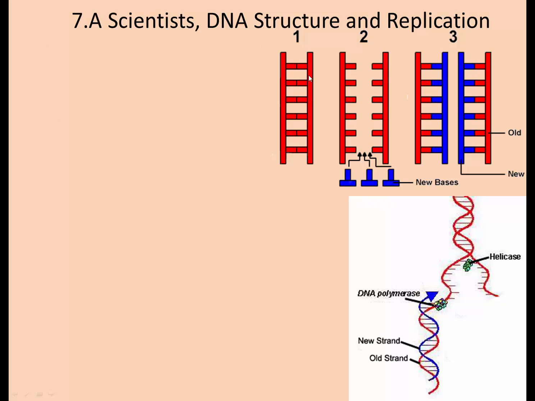DNA replication, basically what we have to do is unzip the ladder, then take new bases and put them into both sides. And remember, we have one side which is 3 to 5, and the other which is 5 to 3. The 5 to 3 can do it just like this, and the 3 to 5 has to do it backward. Here is the helicase that unzips it. Here's the polymerase which puts in the other base pairs and makes another copy.